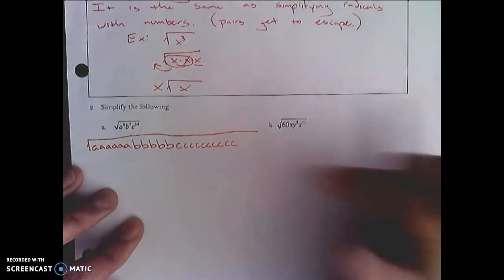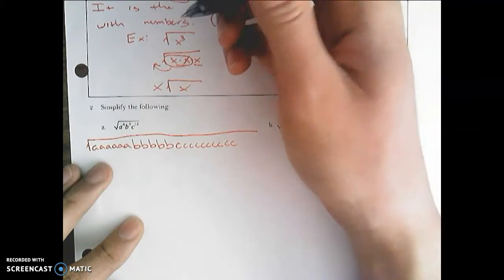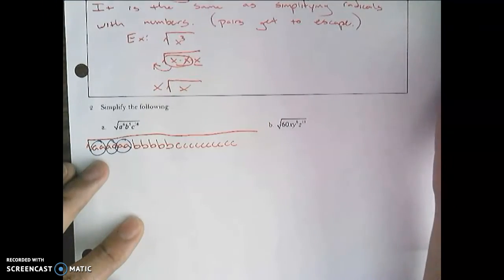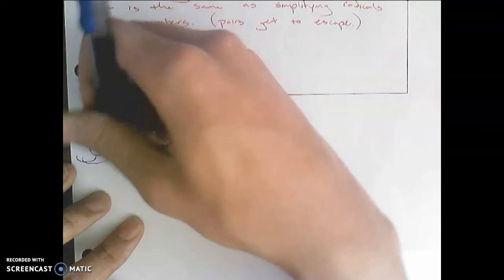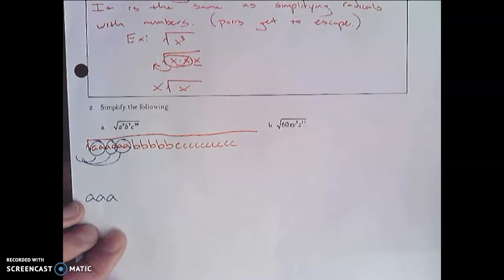And again, pairs get to escape. So we're going to start taking out pairs. Let's just go letter by letter. So I see our A's. Let's circle our pairs. So we have 1 pair, 2 pairs, 3 pairs. So these 3 pairs can come out front. So already I can write out front A, A, A. So 3 A's.